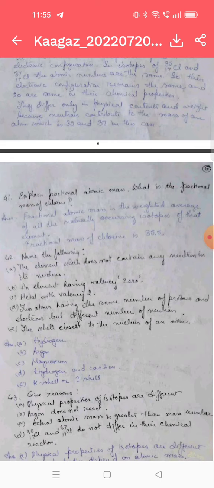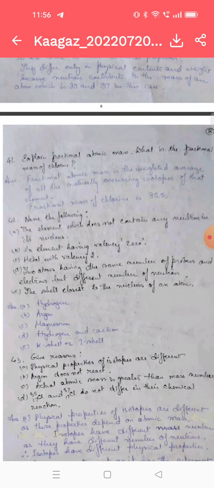An element having valency 0, that's argon, because it's an inert gas. Okay, so it will not combine with any other atom. It's because its outer valence shell is complete. Now metal with valency 2, it's magnesium, because it will donate its electrons. It's a metal, so it will donate 2 electrons and therefore it will have a valency of 2.